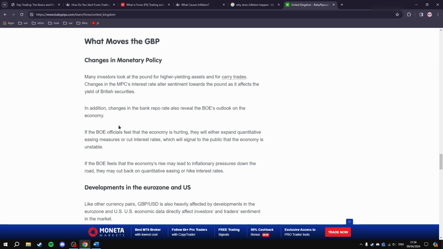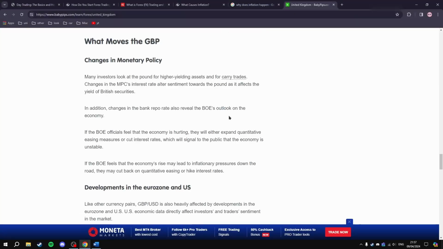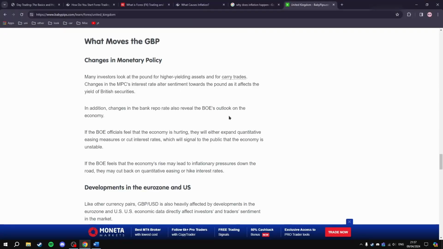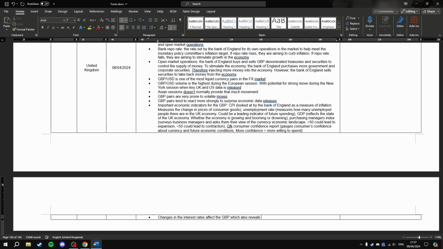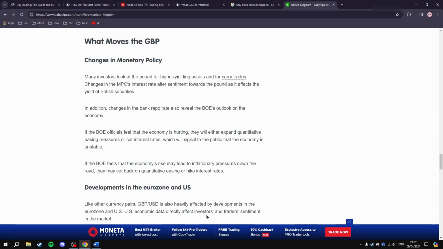Right, so changes in the interest rates affect the GBP. Changes in the interest rates affect the GBP, which also reveals the Bank of England's outlook on the economy.